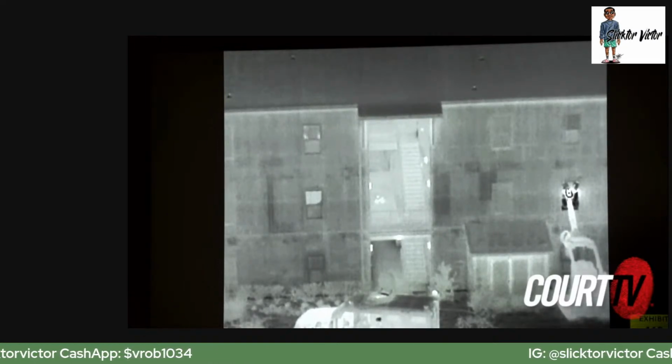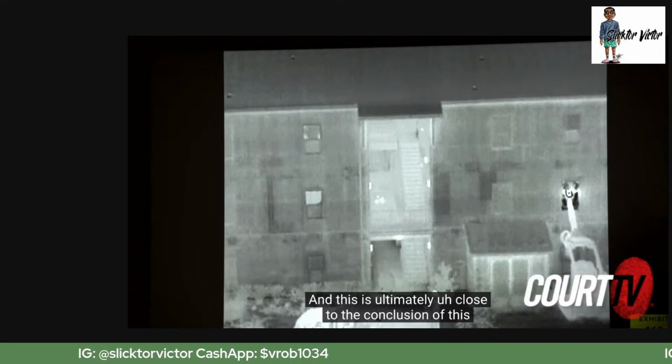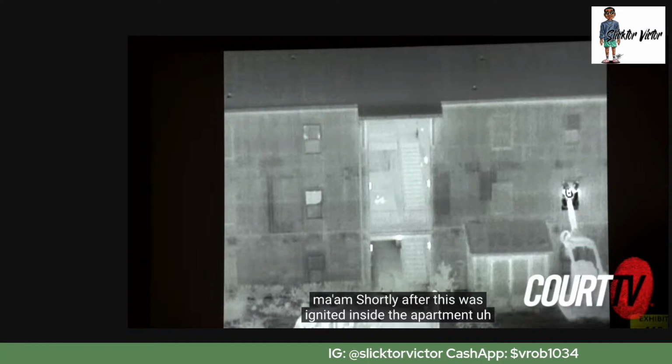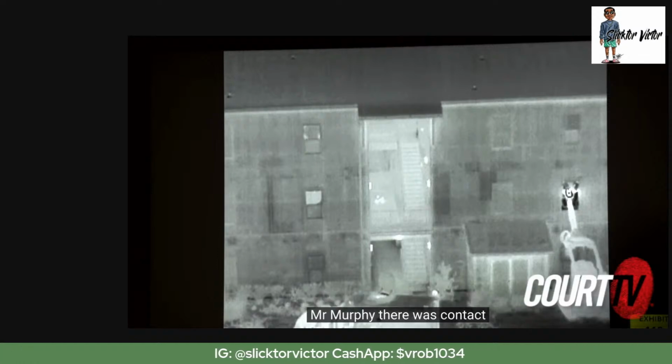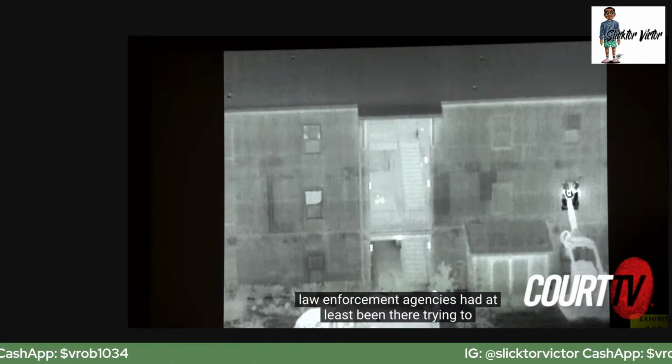And this is ultimately close to the conclusion of this incident, is that correct? Yes, ma'am. Shortly after this was ignited inside the apartment, Mr. Murphy, there was contact made. And you had, I think we heard prior testimony, but the law enforcement agencies had at least been there trying to extract him since approximately 5 p.m.? If not before, we were there when the sun was out, and we didn't leave until nighttime.